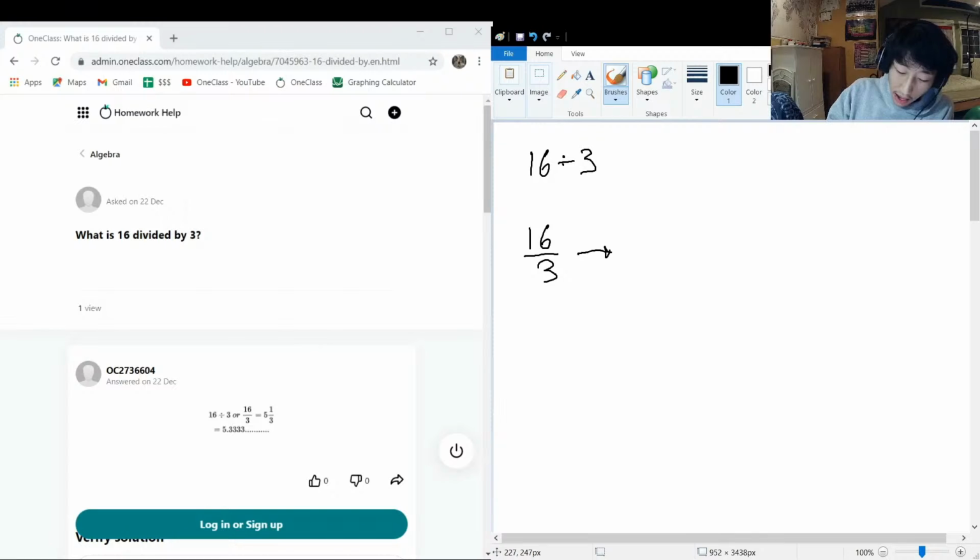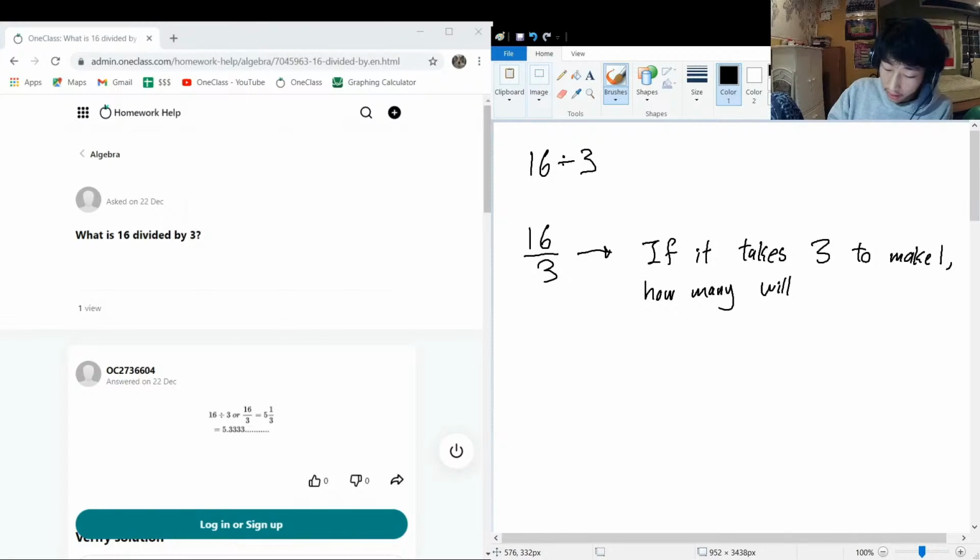This means if it takes 3 to make 1, how many will 16 make? It's pretty much what this is saying. Or if we're trying to turn this into a physical word type question, 16 divided by 3, I want to think about it: how many times could we fit 3 into 16?